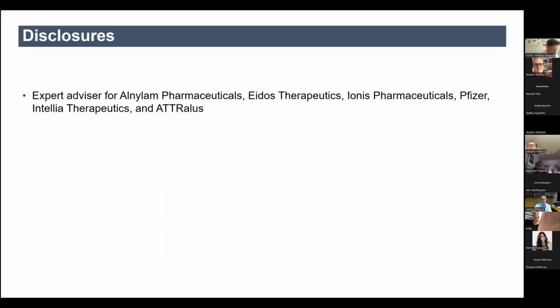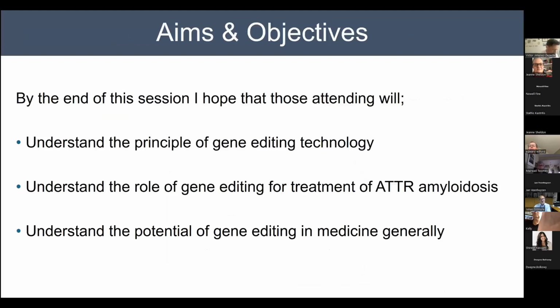These are my disclosures and the aims and objectives. By the end of this session, I hope that you will be able to understand the principle of gene editing technology, understand the role of gene editing for treatment of ATTR amyloidosis, and lastly, understand the potential of gene editing in medicine generally.